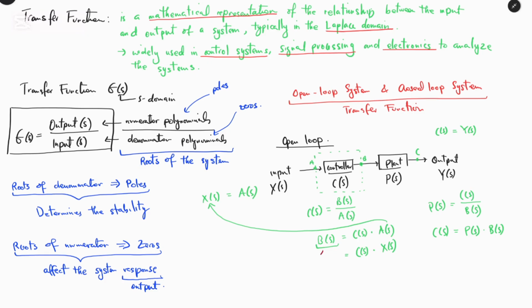And we can simply say B of S is now the output of the controller, or the response of the controller, and C of S is the output of the plant, or the response of the plant.